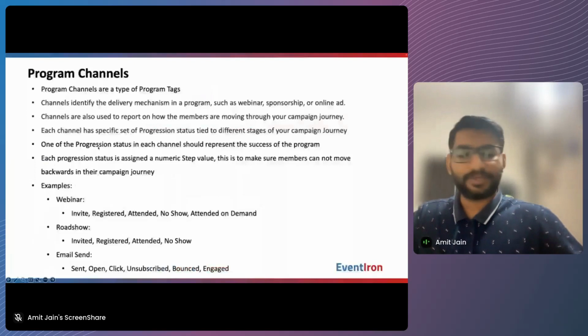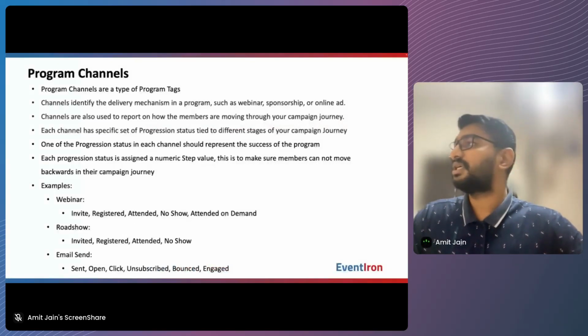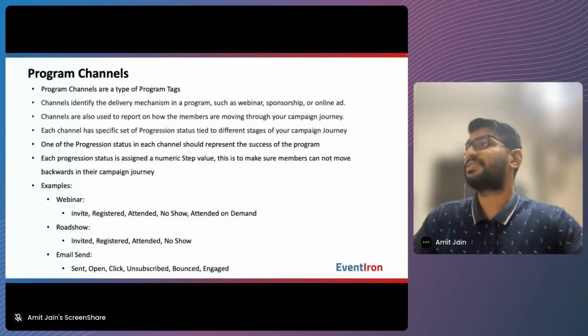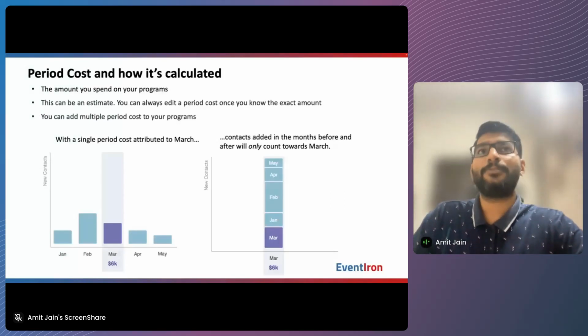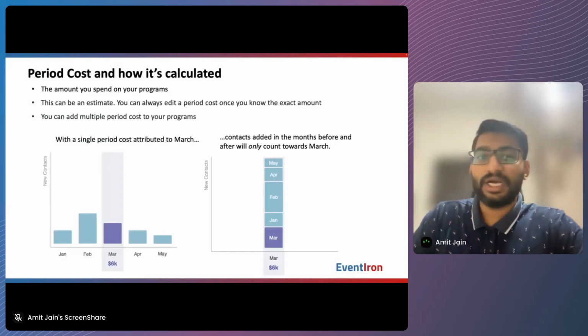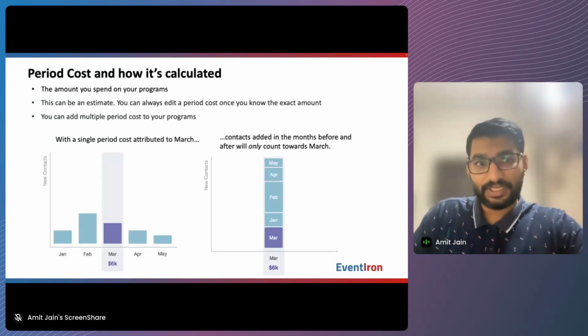So we have covered program tags and program channels. Next for us to understand is period cost and how it's calculated. So period cost, what's that? So for any campaign that you are running, there must be some budget defined for that, right? By budget, I mean to say the spend that you are doing for that particular campaign.